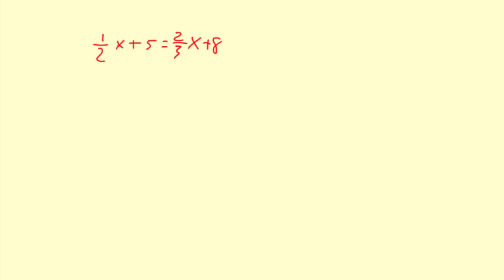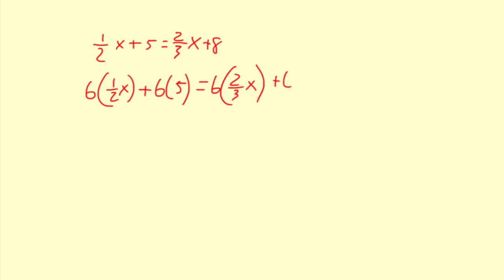So what you do is you multiply each term by the common denominator. The common denominator here is 6, so I'm going to multiply each term by 6 to get rid of the fractions. So here's what it looks like. 6 times 1/2 x plus 6 times 5 equals 6 times 2/3 x plus 6 times 8. Okay, now we'll simplify this out and see what we get.